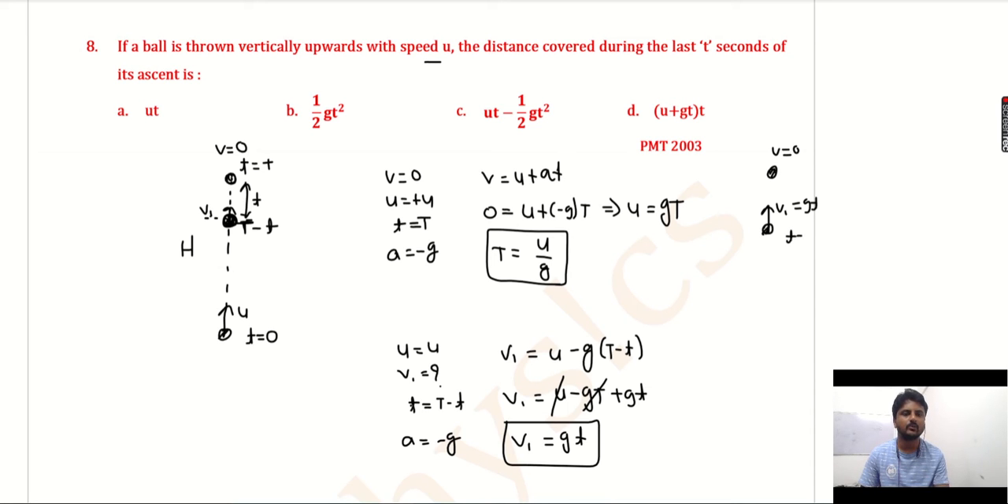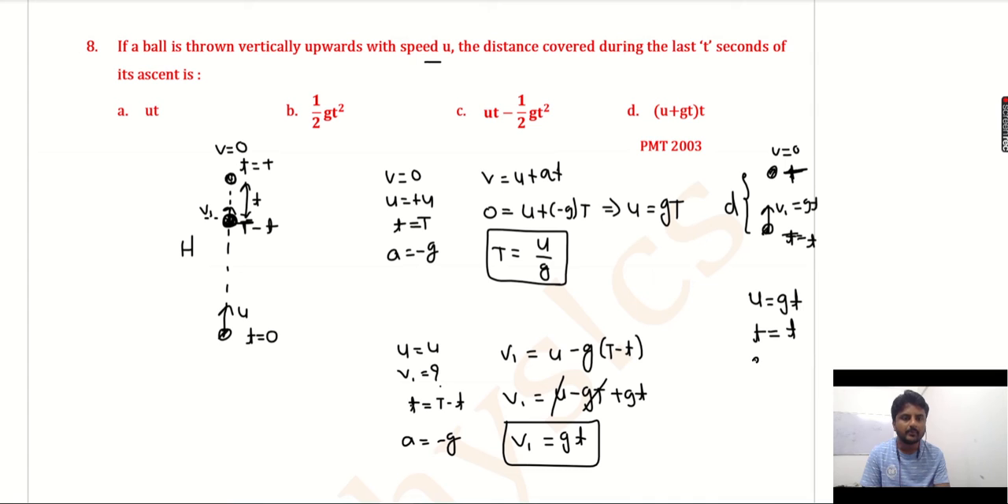At t is equal to capital T minus t, the ball is here. At t is equal to t, the ball was here. So we can write, let's say the distance covered by the particle is small d. So we can write u is equal to gt. Time taken to reach maximum is how much? That is small t. This is a capital T, small t. That is from V1 to maximum, not from 0 to maximum.